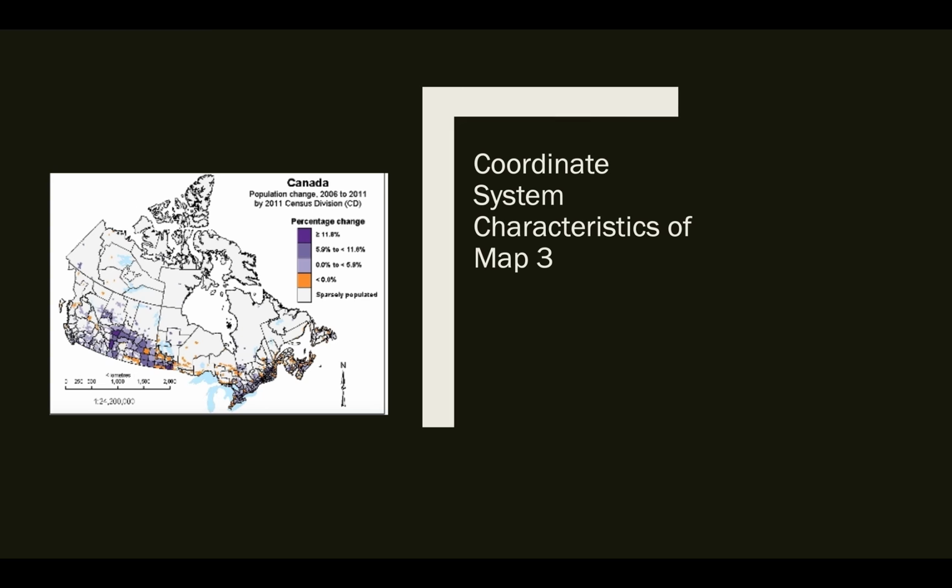Finally, we have the coordinate system characteristics of Map 3. Here we see an example of the State Plane Coordinate System, or SPC. Even though this example is a map of Canada, as you can see, the zones are defined based on their political boundaries within Canada.